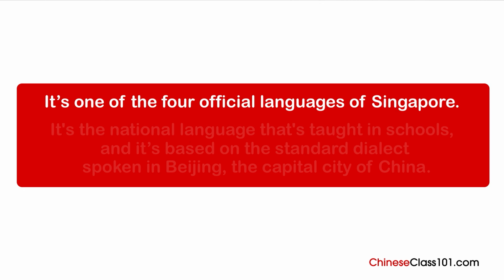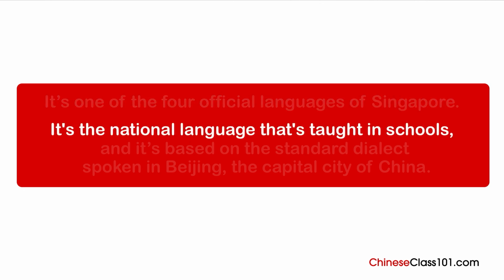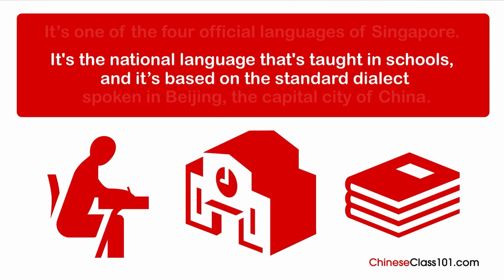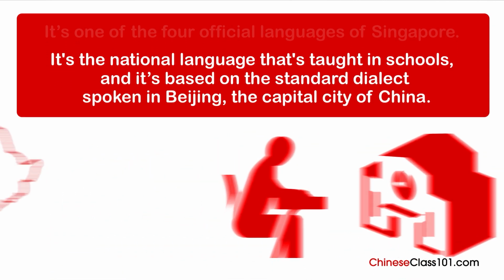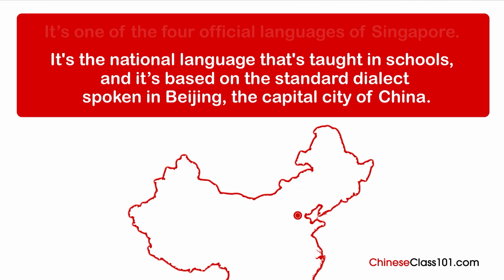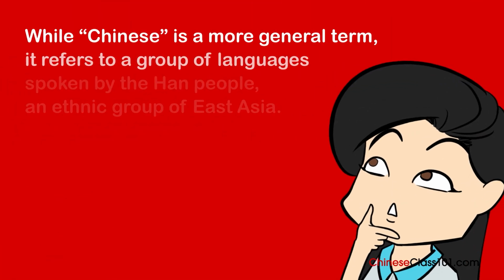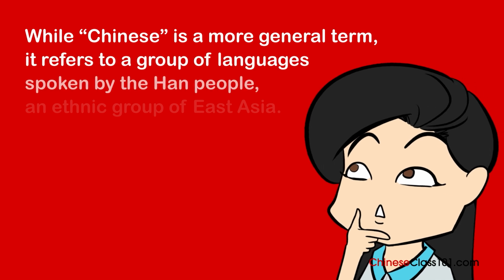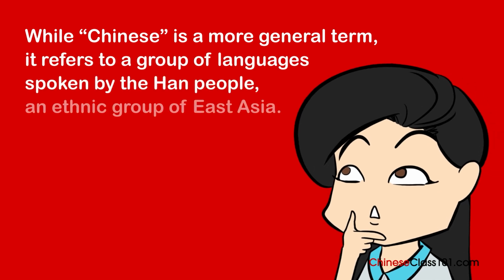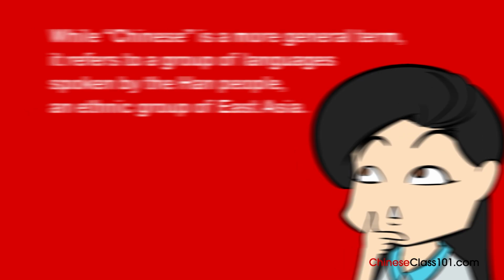It's also one of the 4 official languages of Singapore. It's the national language that's taught in schools, and it's based on the standard dialect spoken in Beijing, the capital city of China. While Chinese is a more general term, it refers to a group of languages spoken by the Han people, an ethnic group of East Asia.